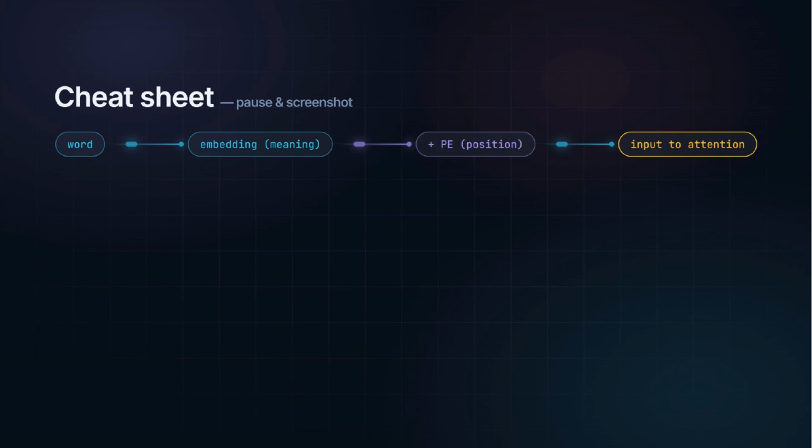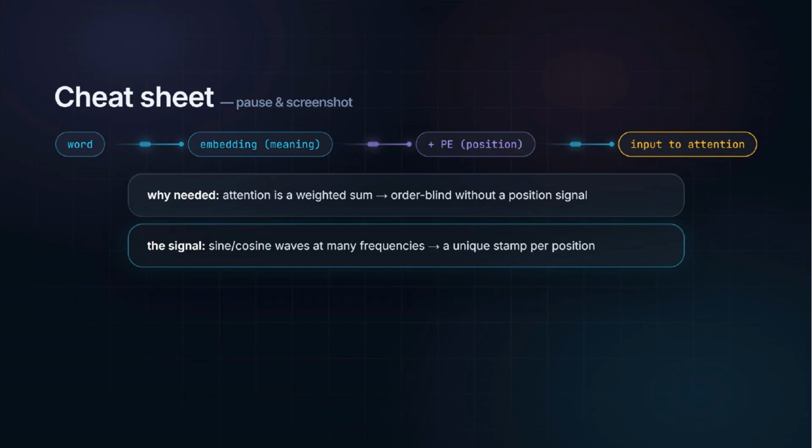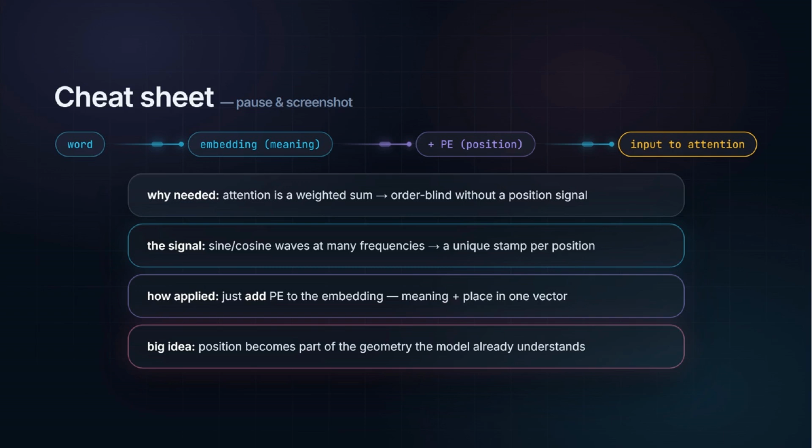Pause and screenshot the whole video on one screen. A word becomes an embedding for meaning. Then we add a positional encoding for place, and that sum is what enters attention. Why we need it: attention is a weighted sum, so without a position signal, it's completely order blind. The signal itself: sine and cosine waves at many frequencies, giving every position a unique stamp. How it's applied: you simply add the encoding to the embedding, meaning and place fused into one vector. And the big idea: position becomes part of the same geometry the model already uses for meaning.